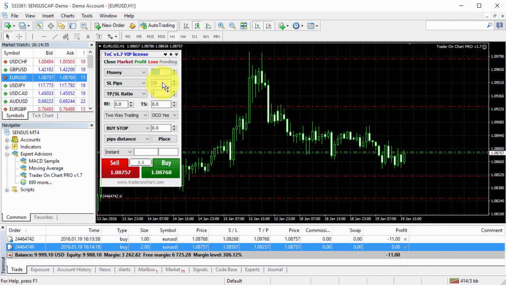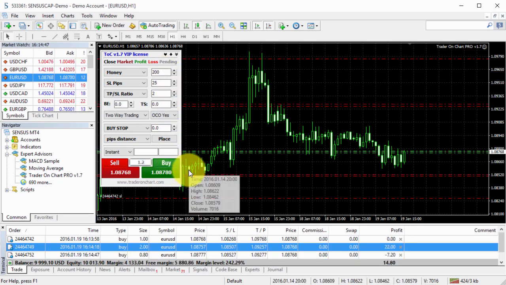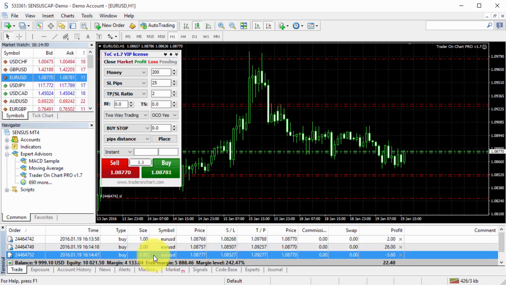So again, if I want to lose with a third trade, let's say I want to lose, I don't know, $200, and I click buy again, and this time the application calculates that it should be a 0.8 position size to lose $200 if the trade hits the stop loss of 25 pips. So isn't this awesome?